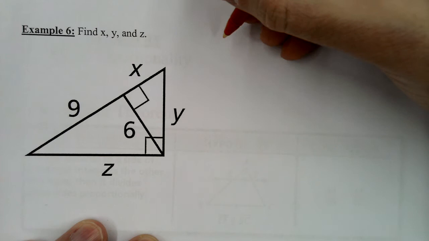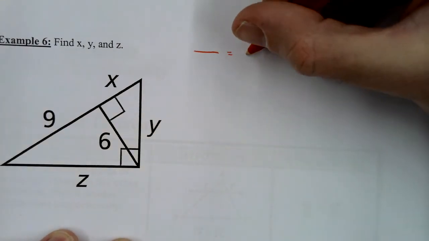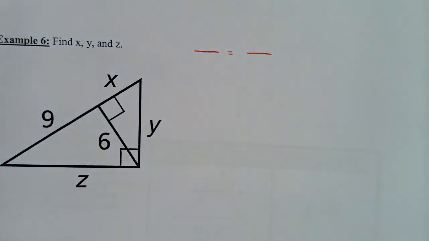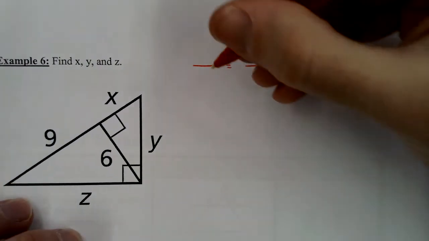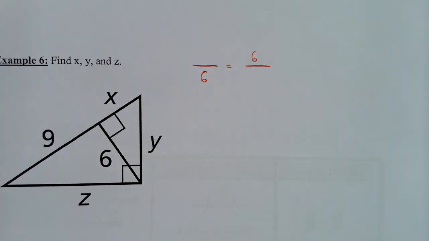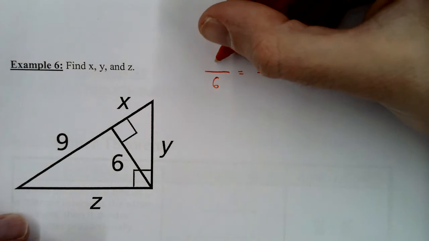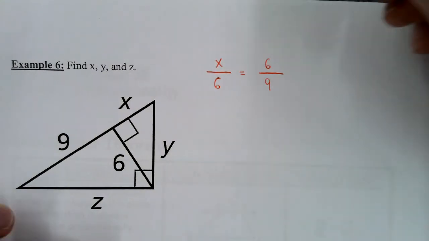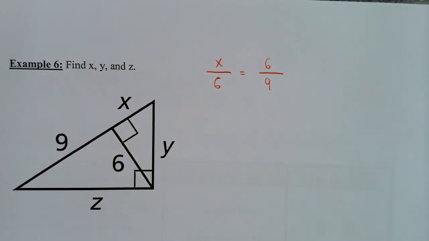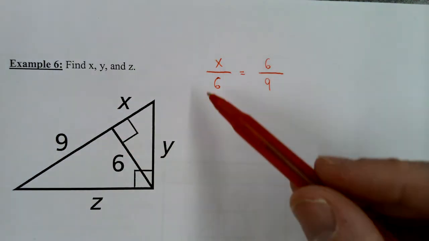The altitude is the geometric mean between the two segments of the hypotenuse. So the altitude 6 is the geometric mean between the two portions of the hypotenuse, in this case, x and 9. The altitude is 6. That's the geometric mean between x and 9. So this is how you set it up.